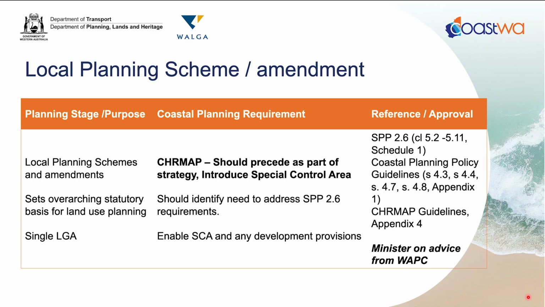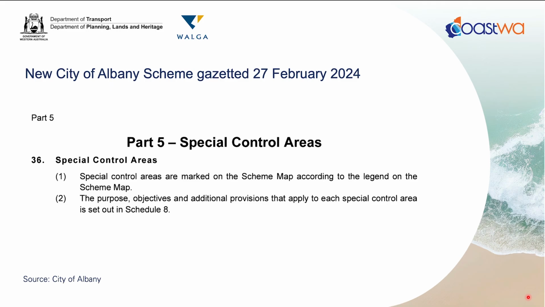of assets and property. So this is an example from the new City of Albany scheme, gazetted on the 27th of February 2024. That scheme was done post-development of the Emu Point to Middleton Beach CHRMAP. And what that meant is that both the strategy and the scheme were able to introduce recommendations. So the scheme in Part 5 talks about special control areas. It says the special control areas are marked on the scheme map according to the legend in the scheme map, and the purpose, objectives, and additional provisions that apply to each special control area are set out in Schedule 8.